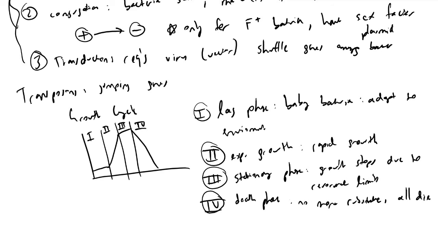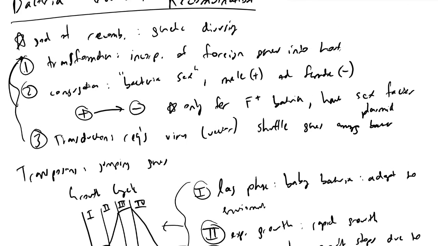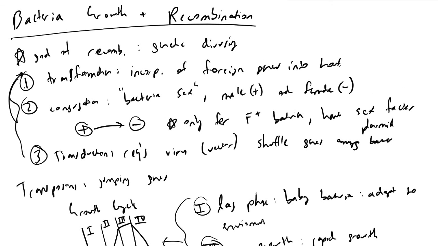And so this is what we can expect to find in a typical growth cycle for bacteria, as well as how these bacteria are creating their genetic diversity.